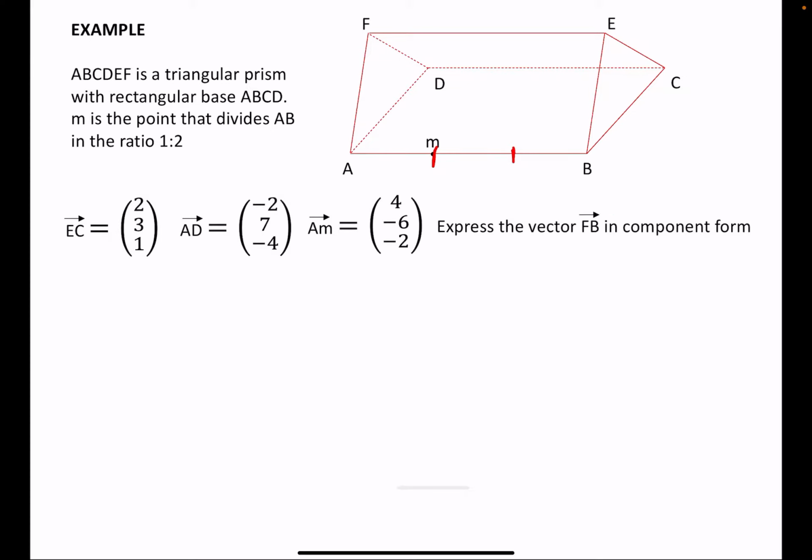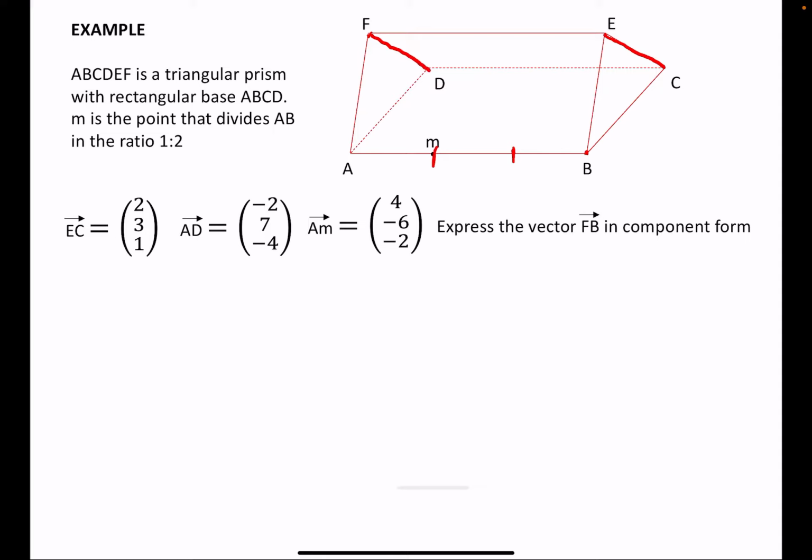What we want to do here, given these vectors, is express the vector FB. Okay, so we're going from F to B in component form. Right, we've got to think of this as a journey. We can go any which way around this as long as we know the correct components. So what we have is EC. So I have this vector here, okay? In which case, I also know this one over here. I know from F to D, but nothing else is parallel with that.